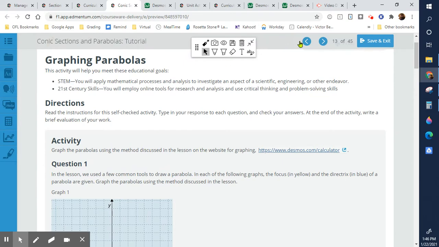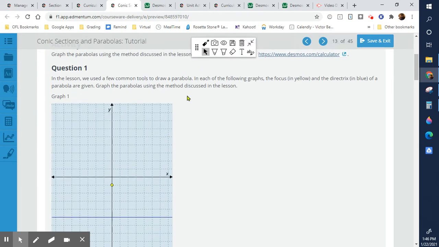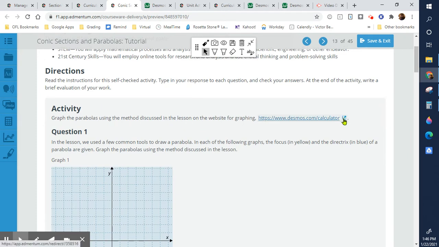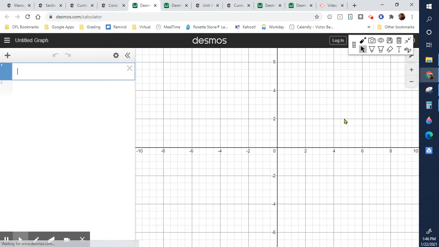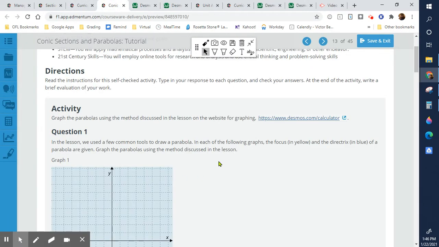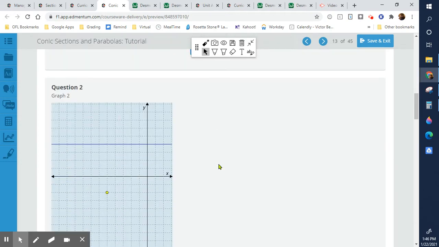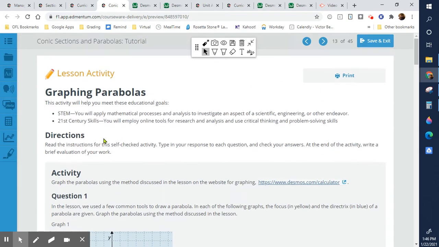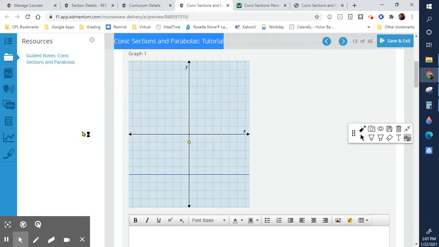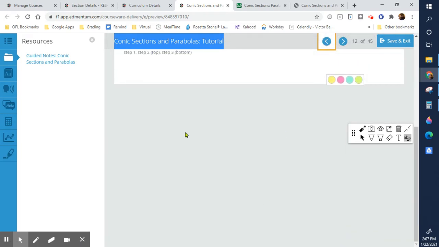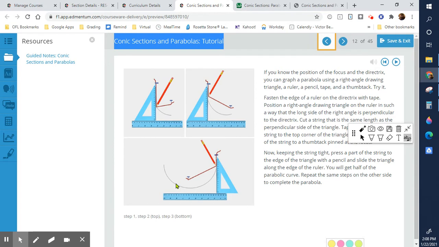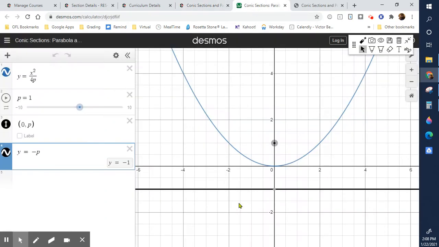Okay, so again, I feel like this is supposed to lead me somewhere else. Graph parabolas using the method in the lesson on the website here. All right, I feel like we're missing something. Give me a moment while I go back and read it. All right, so I tried looking everywhere, and you guys might notice some time lapsed since I paused the video. There are no tools provided on Desmos from what I saw.